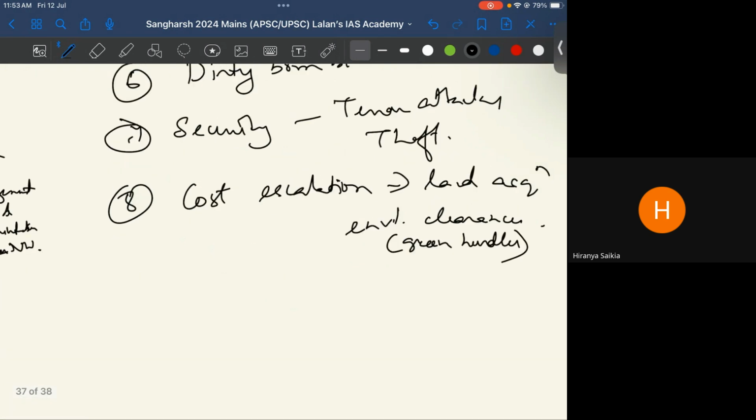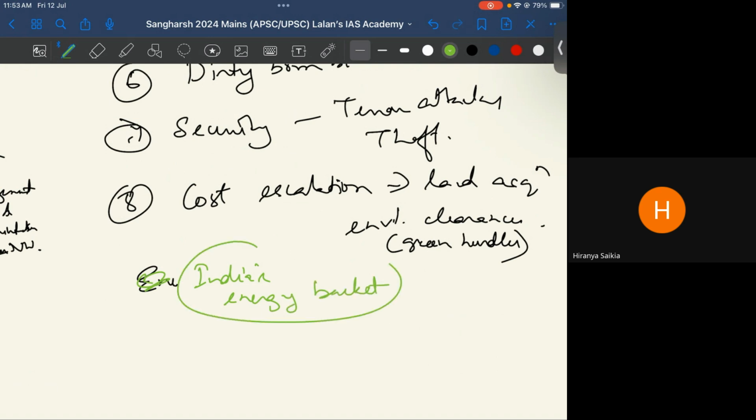Then another thing you should know is India's energy basket. What is India's energy basket? It is something like this: 53% is coal. Nuclear is around 2%.